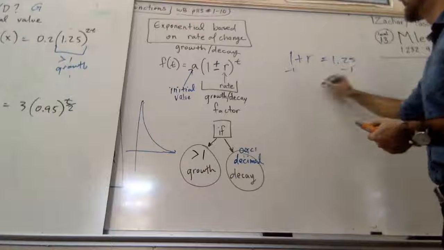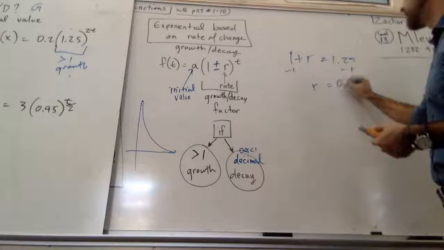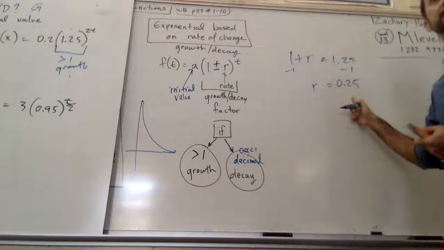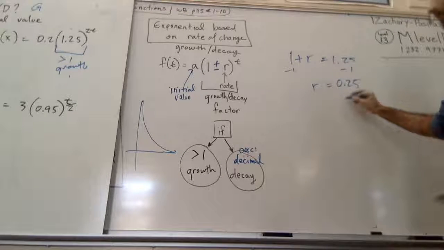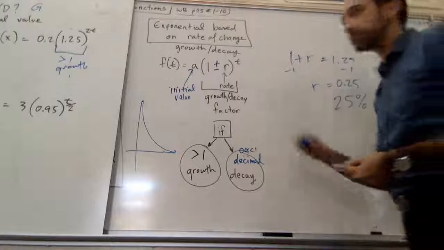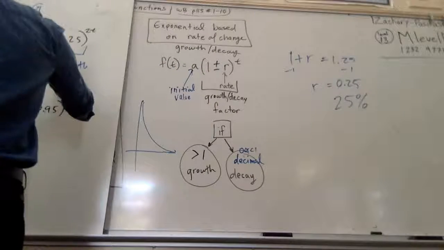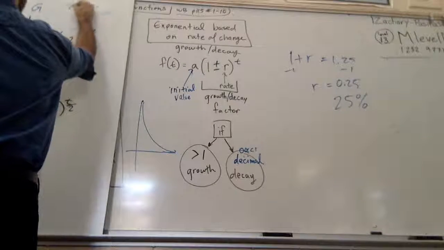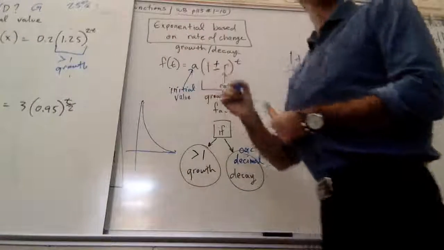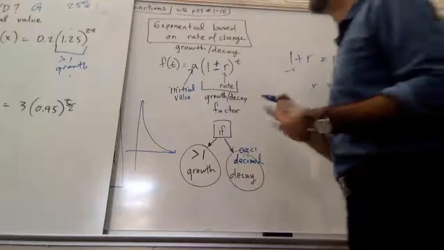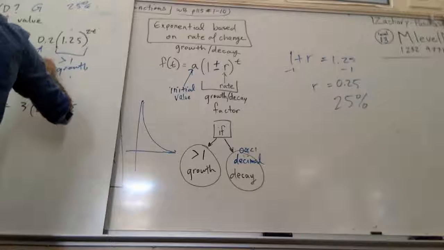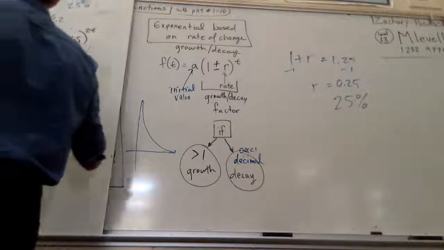Subtract 1. You don't have to do this unless you need to, because you can deduce that pretty quick. What is this as a percentage? 0.25 is 25% per 100. So I know that this is, what is the rate? It's 25%. It's growth. What is the initial value of this? What's the initial value, though? 0.2. This is our A value. That's always our initial value. So we have 0.2. Okay.